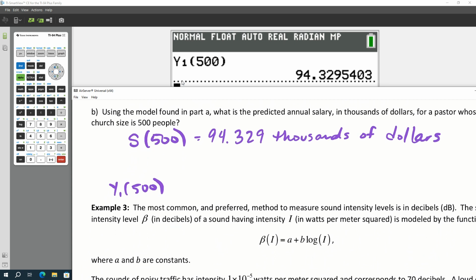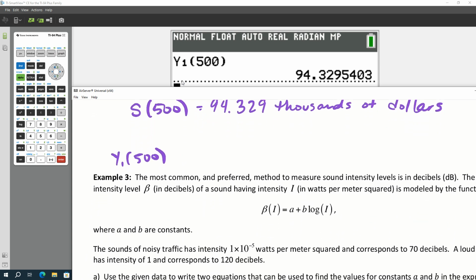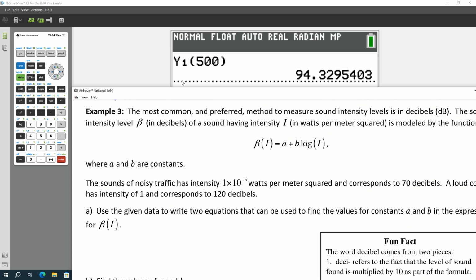All right, you all good? Okay, let's look at number 3. So the most common and preferred method to measure sound intensity levels is using decibels. The sound intensity level in decibels of a sound with intensity I is modeled by that function, where A and B are constants. All right, so what we know is that the sound intensity of noisy traffic is 1 times 10 to the negative 5 watts per meter squared, and it corresponds to 70 decibels.